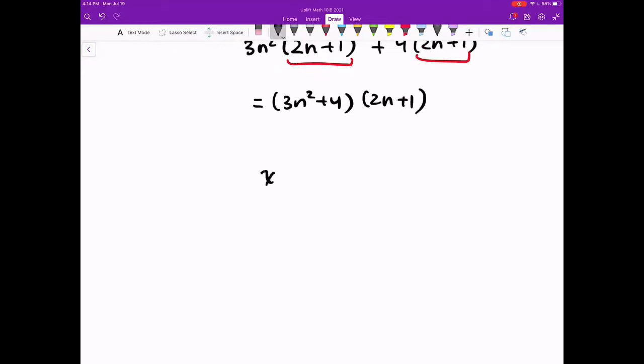Okay. x cubed minus 2x squared plus 5x minus 10. If you guys are done, you can type in the chat.